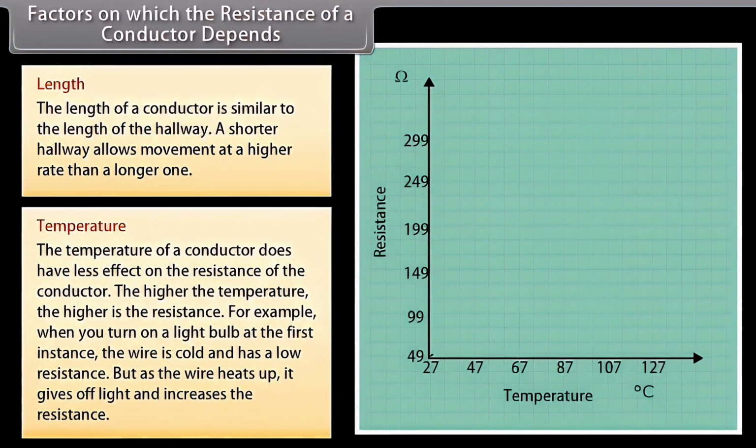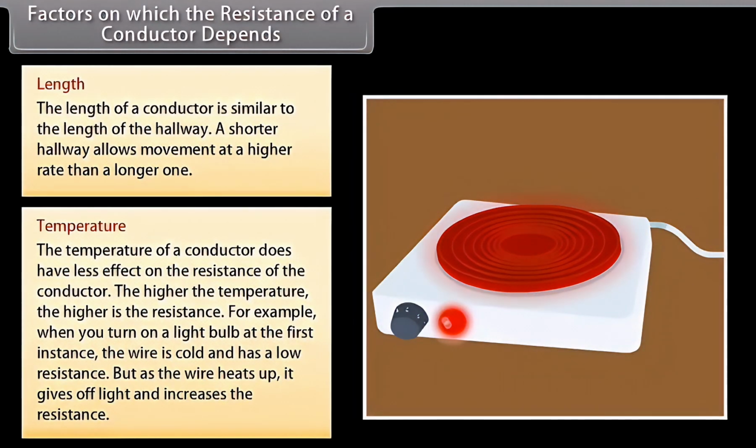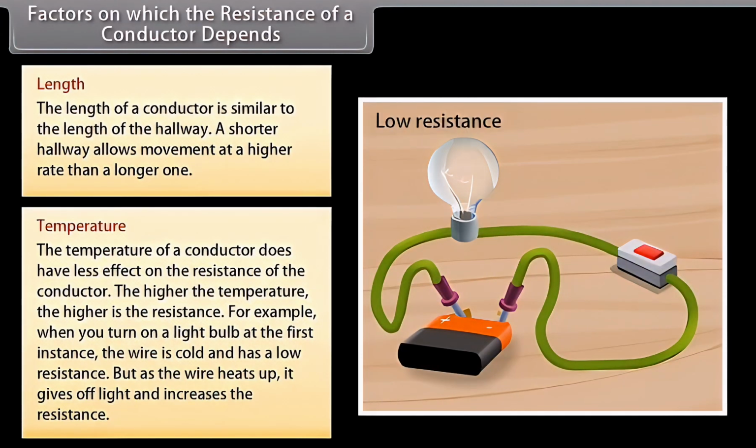Temperature. The temperature of a conductor does have an effect on the resistance of the conductor. The higher the temperature, the higher is the resistance. For example, when you turn on a light bulb at the first instance, the wire is cold and has a low resistance. But as the wire heats up, it gives off light and increases the resistance.